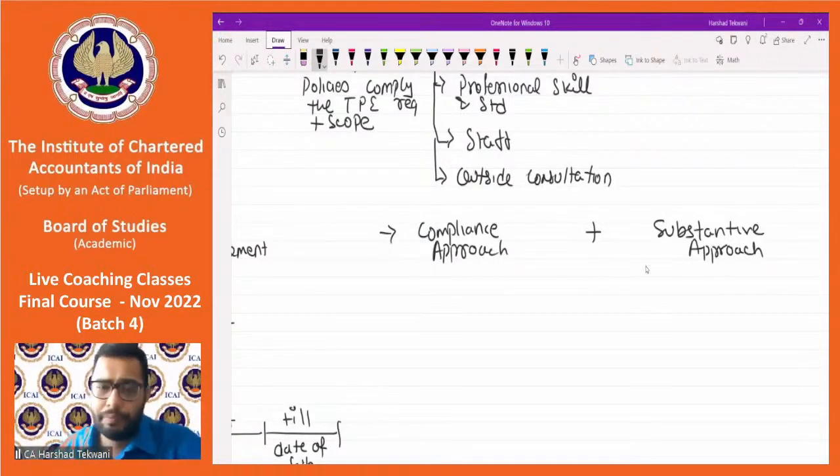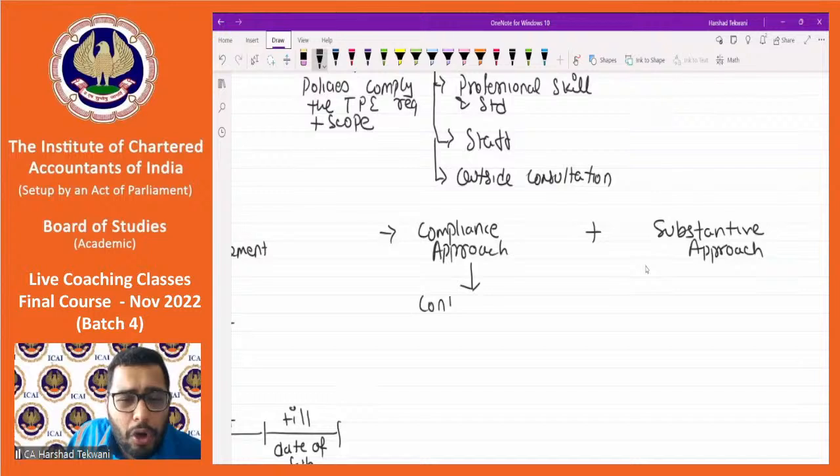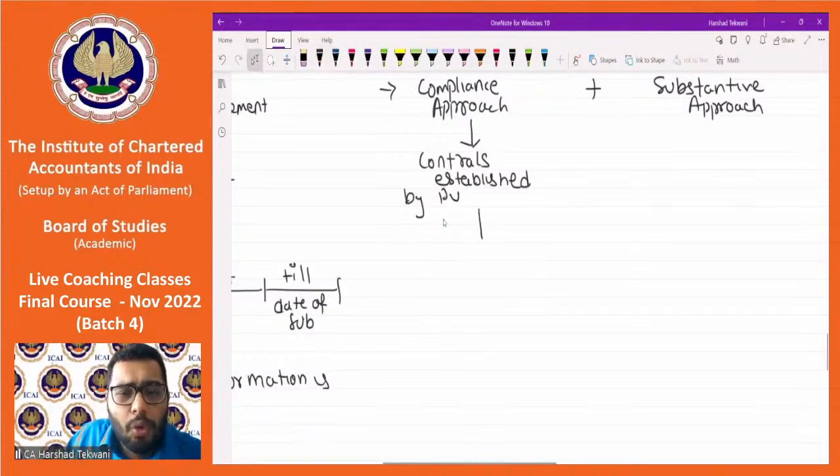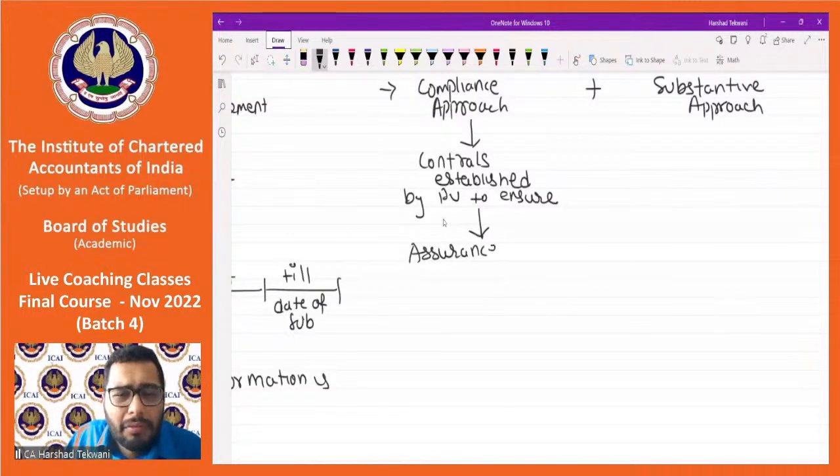Okay. So I'm talking about controls established by the practice unit related to how that assurance service is being performed. So controls established by the practice unit to ensure that assurance engagements are delivered as per technical, professional and ethical standards.